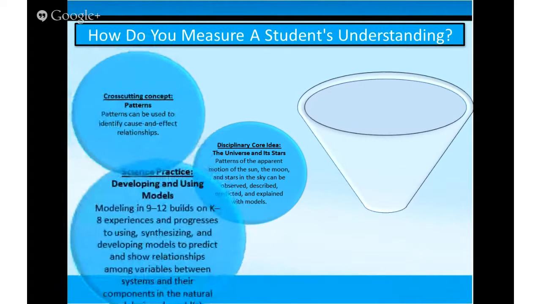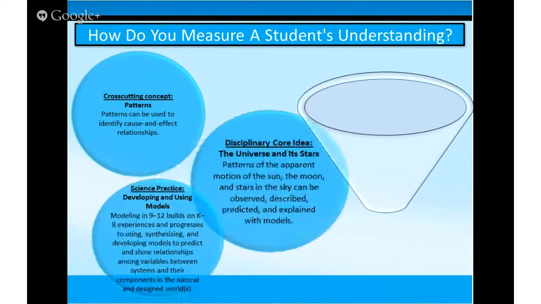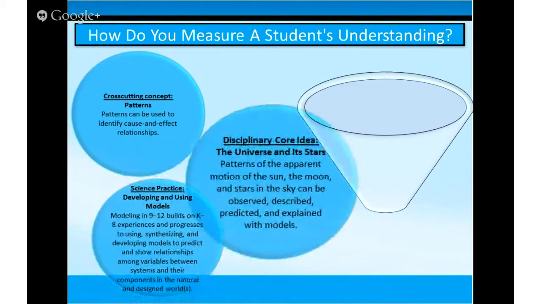The science practice, again, worded differently, but the same idea, is about developing and using models. In fact, the science practice that I showed you in the last example was also the developing and using models example. And the core disciplinary idea is about the universe and the stars. And so now we're looking at the patterns of apparent motion of the sun, the moon, the stars in the sky, can be observed, described, predicted, and explained with models.